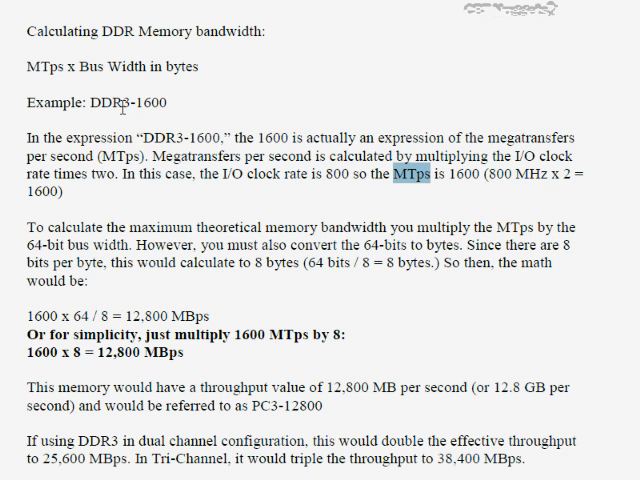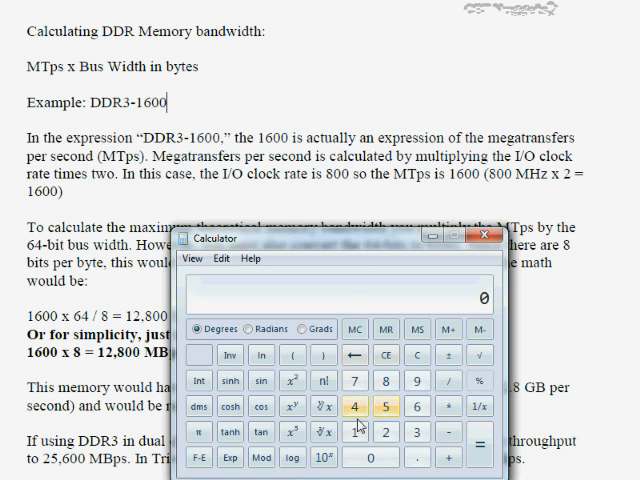All right. So we would take 1600 times 8, that times our bus width in bytes, and that would give us our actual total throughput. Let's get our little calculator out here. So that would be, let's do that again, 1600 times 8 equals 12.8 gigabytes, or 12,800 megabytes per second.